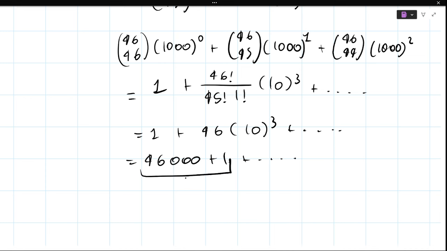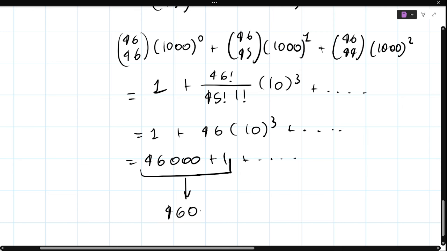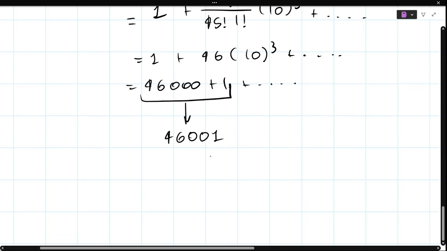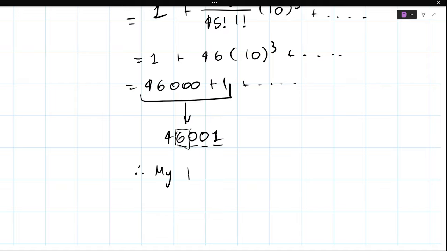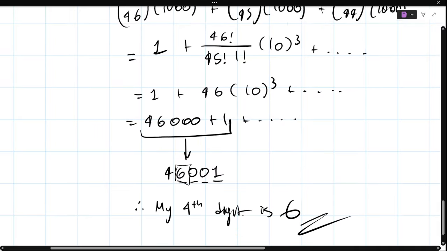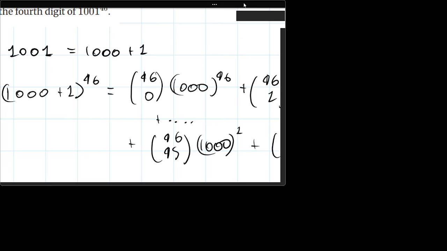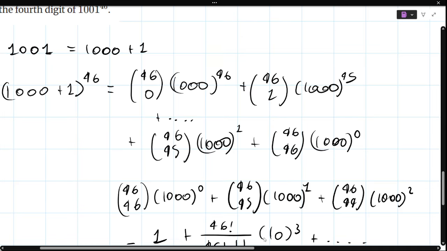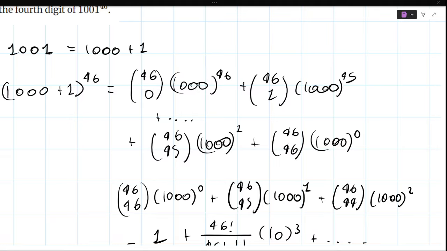But we are just concerned about this part, which is 46,001, and my fourth digit, if I can count correctly, is going to be 6. Therefore, my fourth digit is 6. That was a very cool, not too hard problem, which I thoroughly enjoyed.